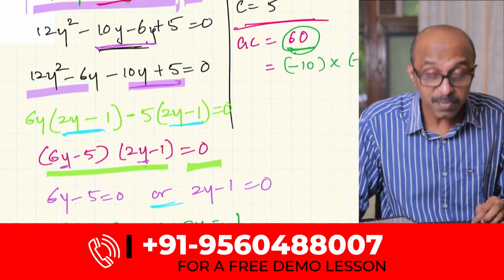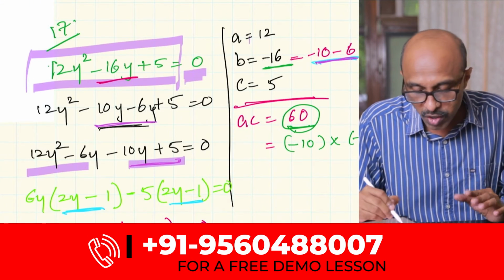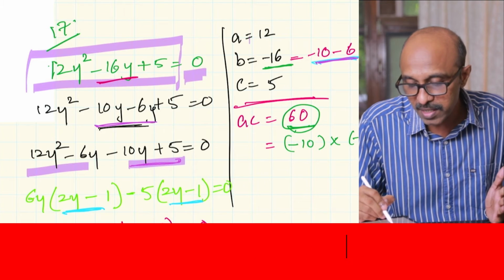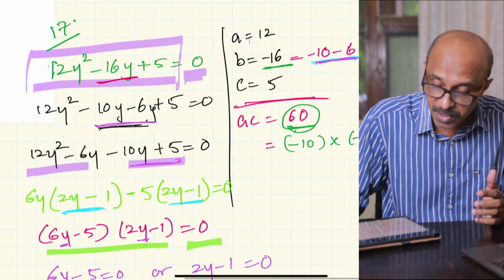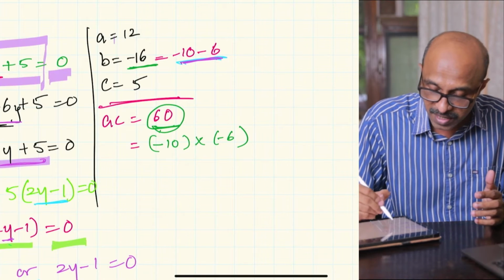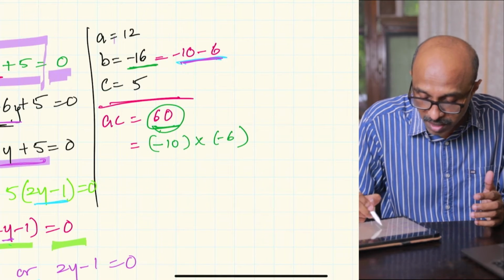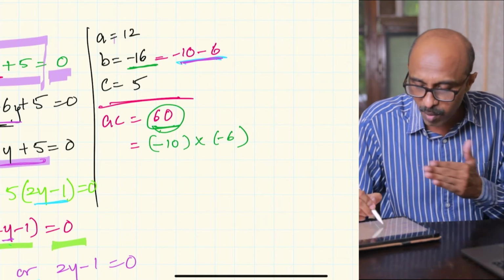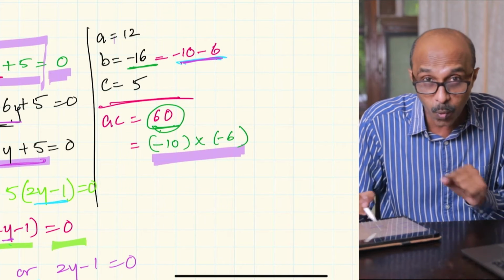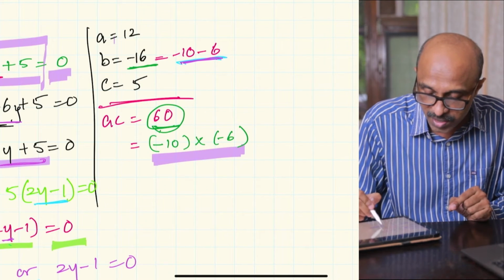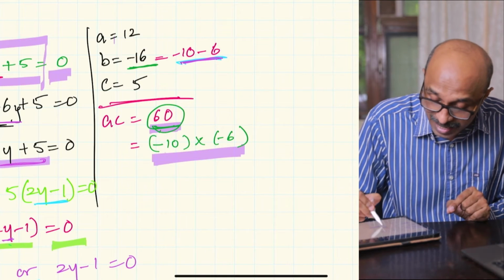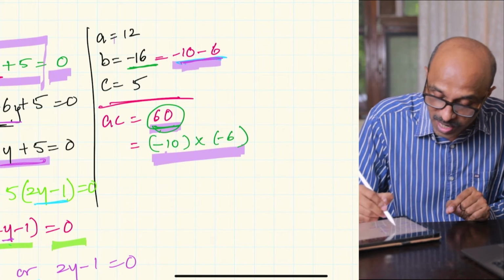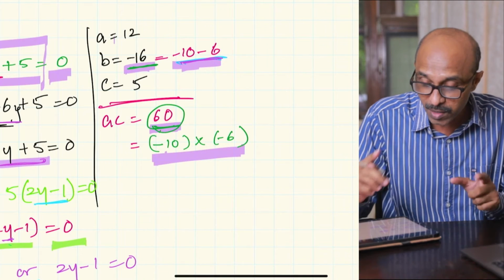Let's do a quick recap of this method. So the equation was 12y squared minus 16y plus 5 is equal to 0. We identify a, b, and c separately. And then we first find a times c. The product AC will have many combinations as its factors, but we choose only the one with the correct sign, because negative 10 times negative 6 will give me the positive 60, and that will add to negative 16. So that's the kind of combination we got to choose.